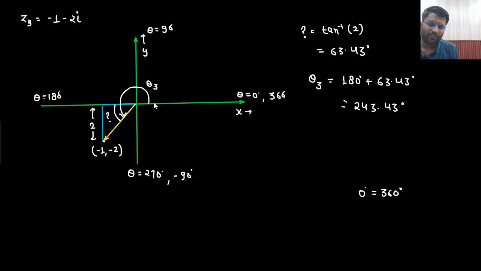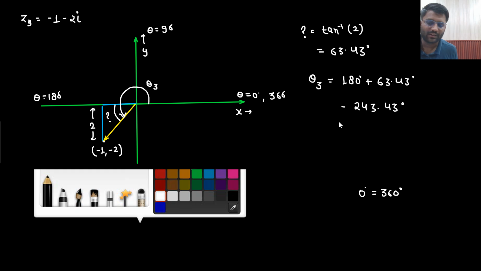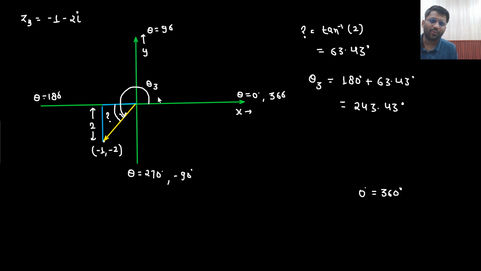So now when I am taking the angle made with the positive x-axis in the anti-clockwise direction, I am treating the angle as positive. This theta 3 I have taken as positive only. Are you able to understand this point? This theta 3 I have taken as positive because I am measuring the angle in the anti-clockwise direction.